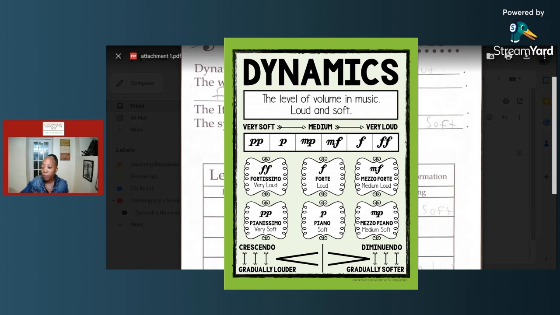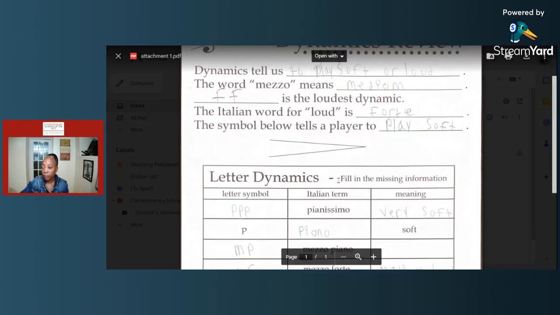And remember, when the pointer is pointing to the left, we're starting soft and we're gradually getting louder. And here we're starting very, very loud and gradually getting softer. So diminuendo or decrescendo. So we're loud, but we're getting softer, okay? So just review your dynamic sheet. So let's look at your homework here.